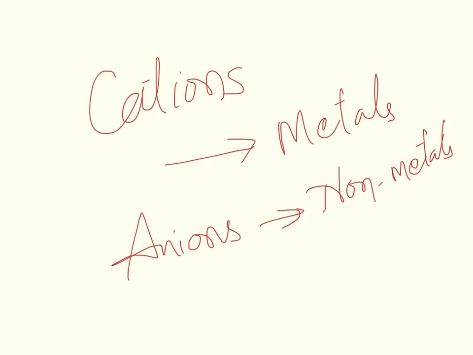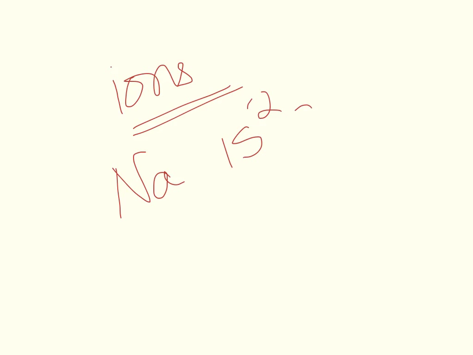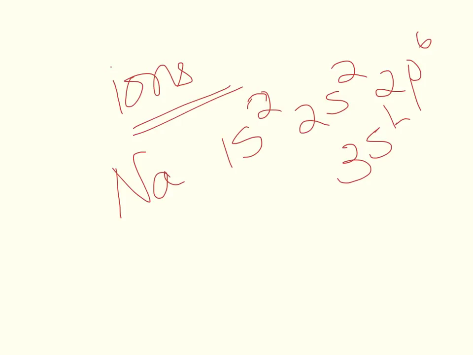Now, ions could be of different types, like we mentioned before, positive and negative. So let's say, take for example sodium. 1s2, 2s2, 2p6, 3s1. And if you remember, sodium is a metal if you check the placement of the element. So remember, cations are formed by metals.